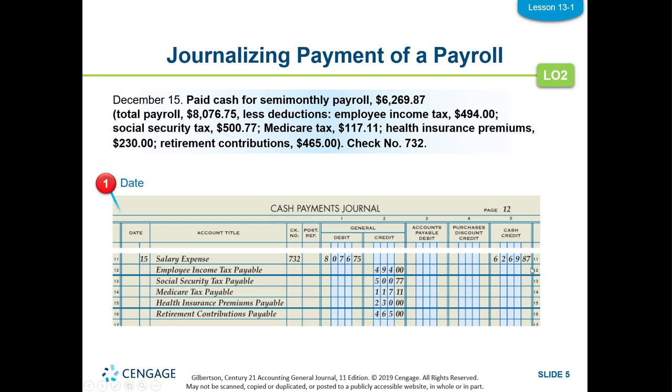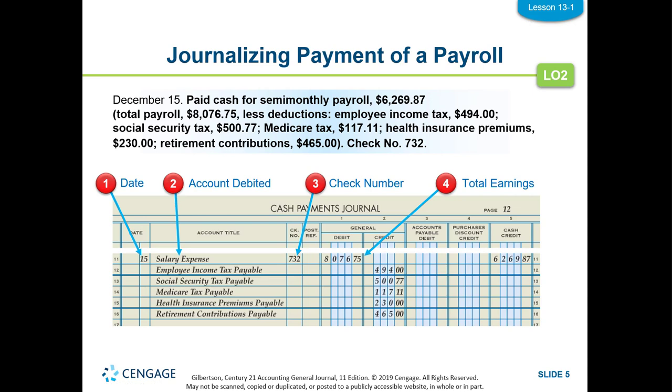The first step is to put in our date. Step 2 is to write the title of the account debited, which is salary expense, in the account title column. Step 3 is to put check number 732 in the check column. Step 4 is to write the total earnings for the pay period, salary expense of $8,076.75, in the general debit column. On the same line, we write the total amount paid to employees, $6,269.87, in the cash credit column.